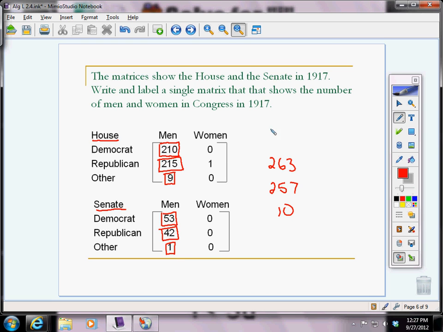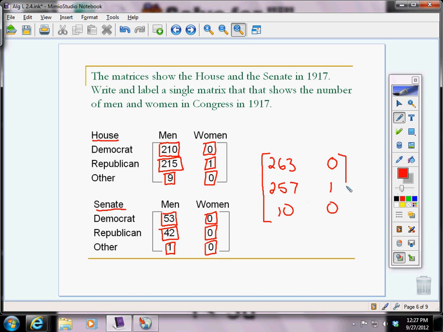Now, for women, of course, this is back in 1917. Pretty quick to add. If we have 0 women plus 0 women, we have 0, of course. I think this is kind of cool. 1 woman in the Republicans, and 0 down here in the Senate. 1 plus 0 is 1. And finally, 0 plus 0 equals 0.